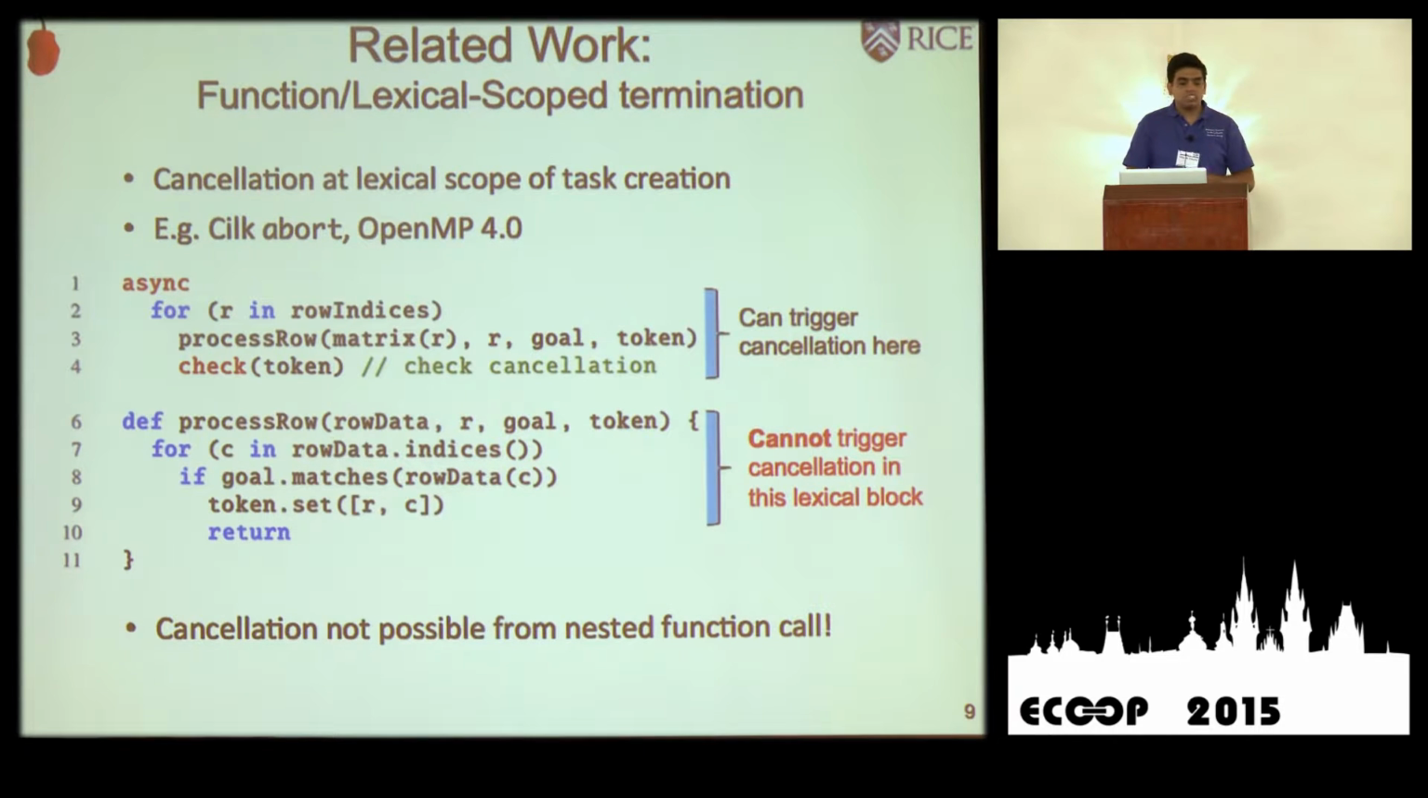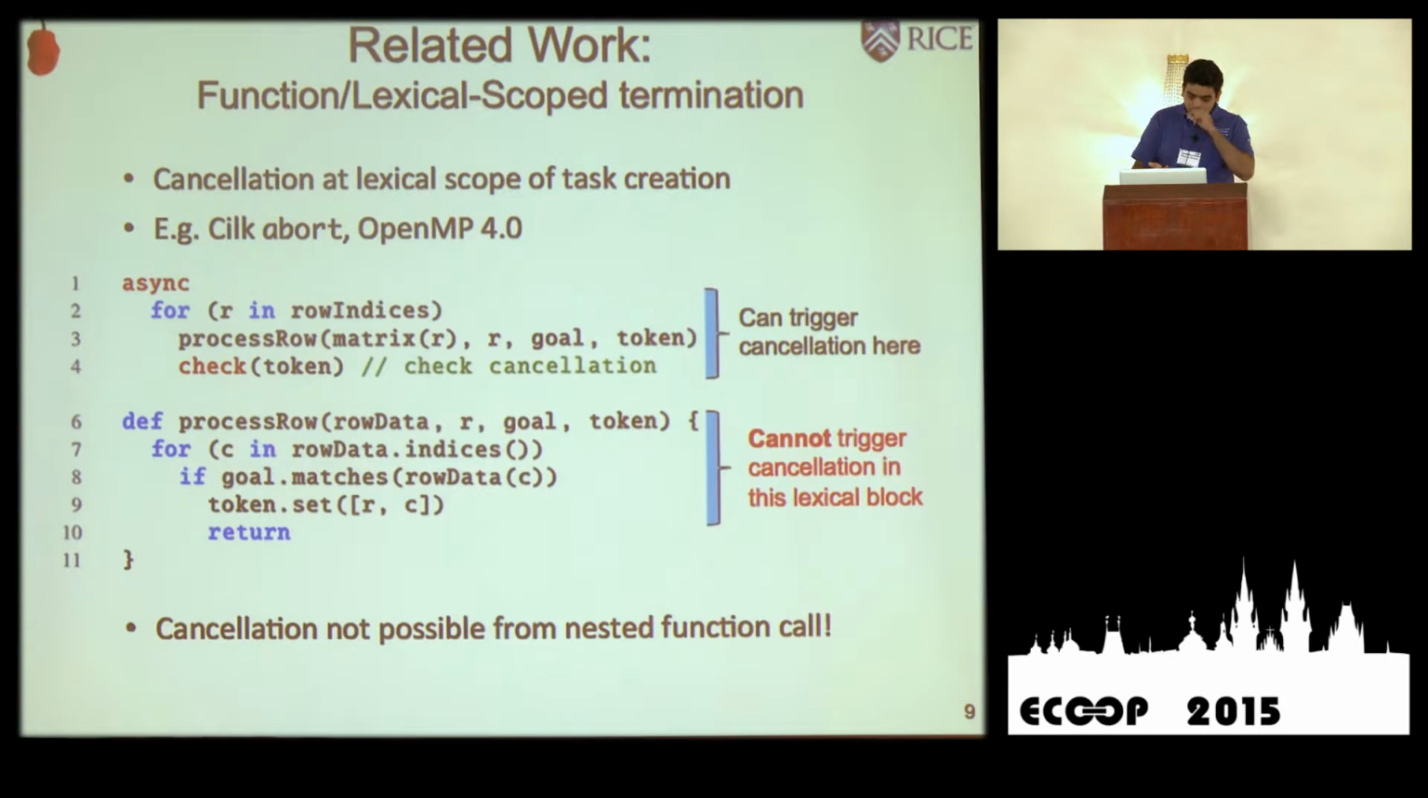The first one is functional or lexical-based approaches. So this is used in Cilk and also in OpenMP 4.0, the latest specification of OpenMP. And the way you do it is, in this example, I've introduced a method called check. It's not necessarily called check in all these methods. They have special names, but the principle is the same. Any point you want to check for termination, you insert this call to this method check.